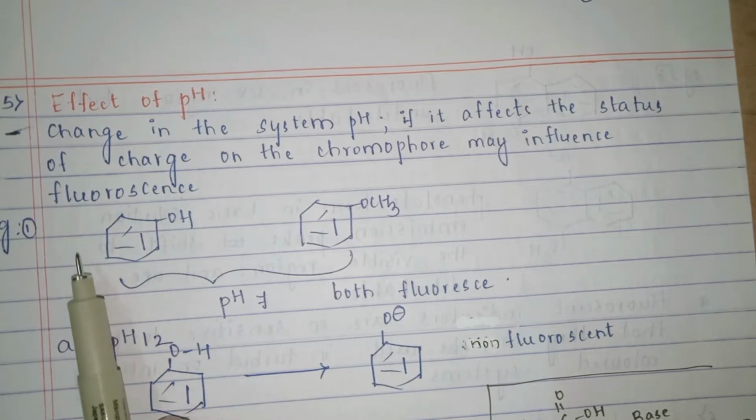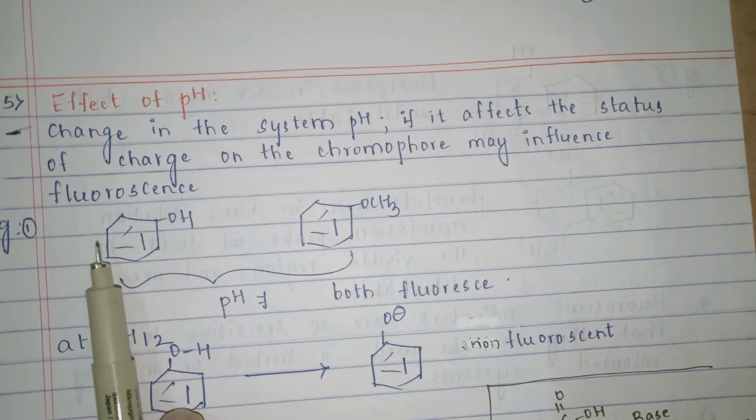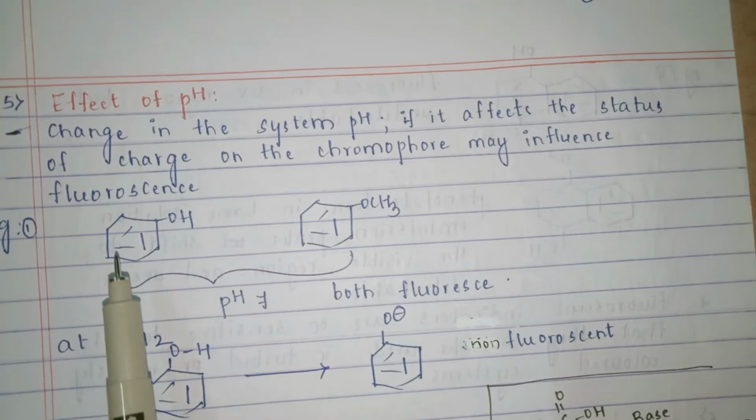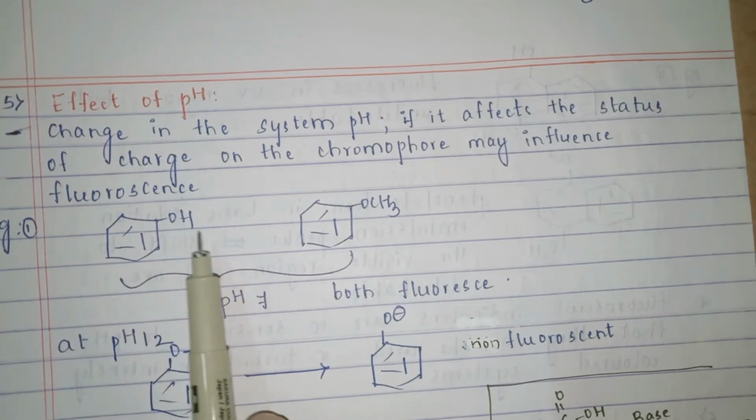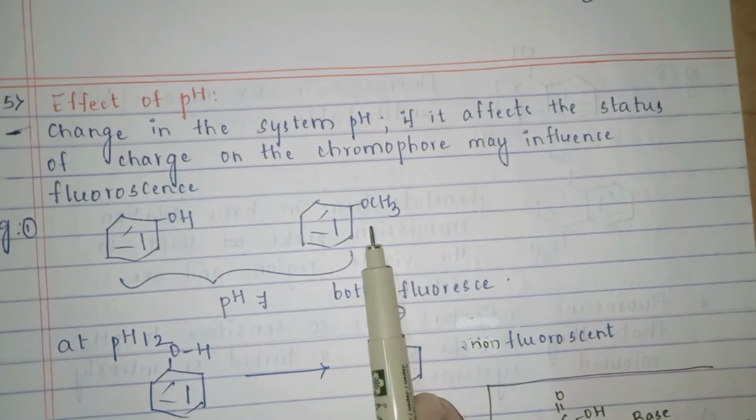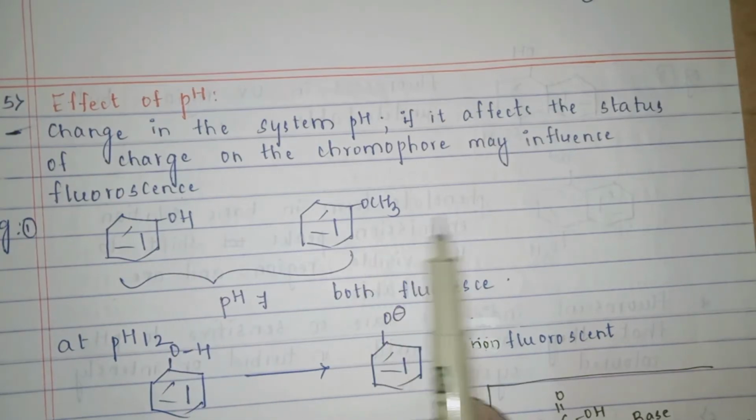So, what is the effect of this pH on the system? As the pH changes, it affects the charge on the chromophore. Now, what is a chromophore here? A chromophore is something which is going to give us the fluorescence phenomena or the phosphorescence phenomena. A chromophore can be anything like a functional group. It can be an OH group, it can be an OCH3 group, it can be an NH2 group, and so on and so forth.